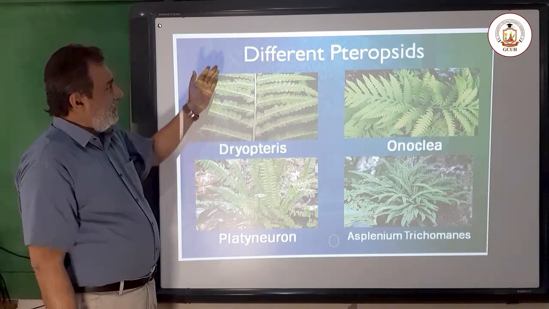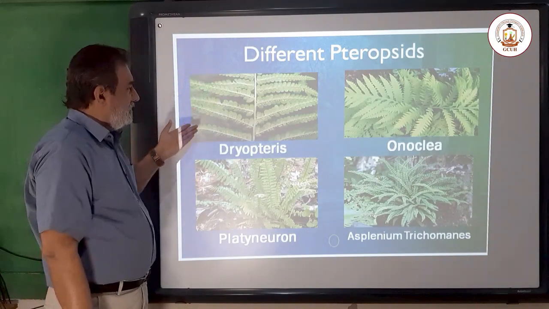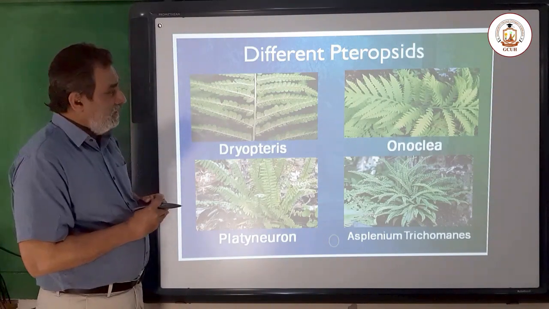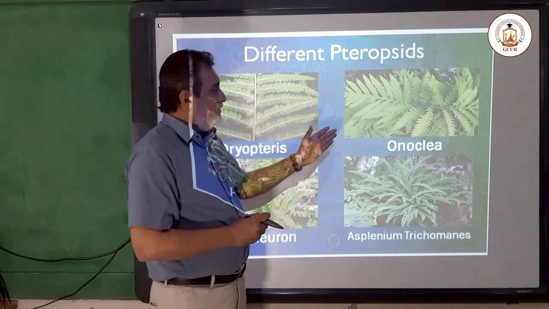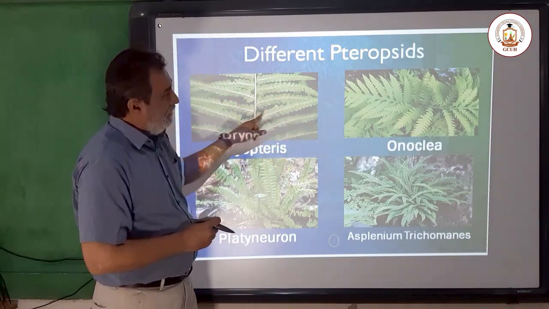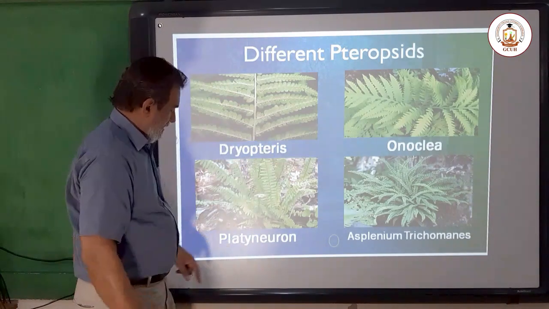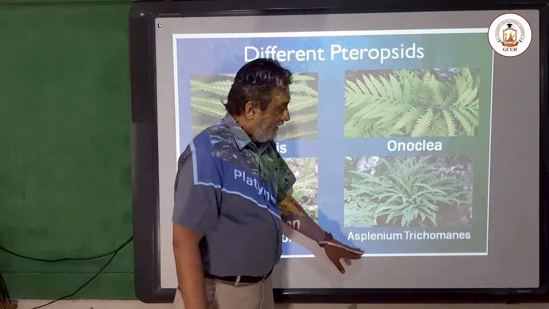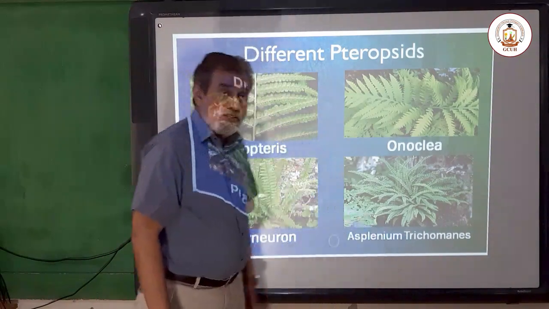These are the different pteropsid plants: Dryopteris, which you have already studied in your first year, and Onoclea, another type. You can see the differences in their leaf structure. Another is Platyneuron, and Asplenium trichomanes.